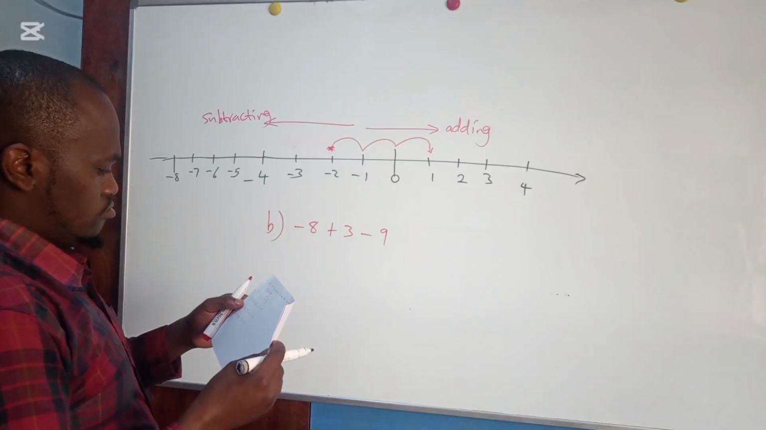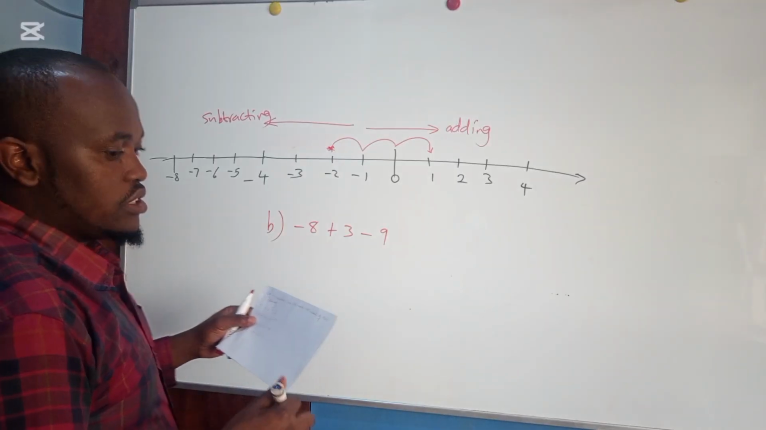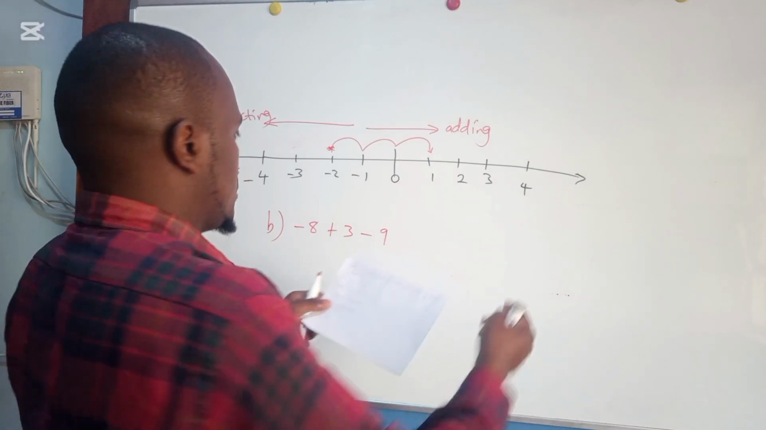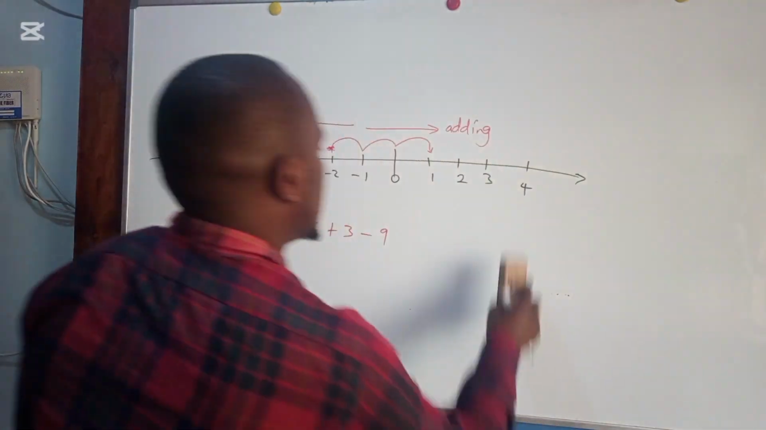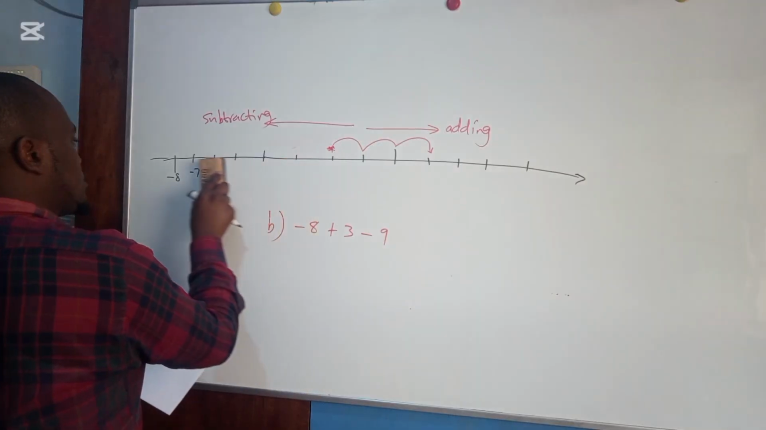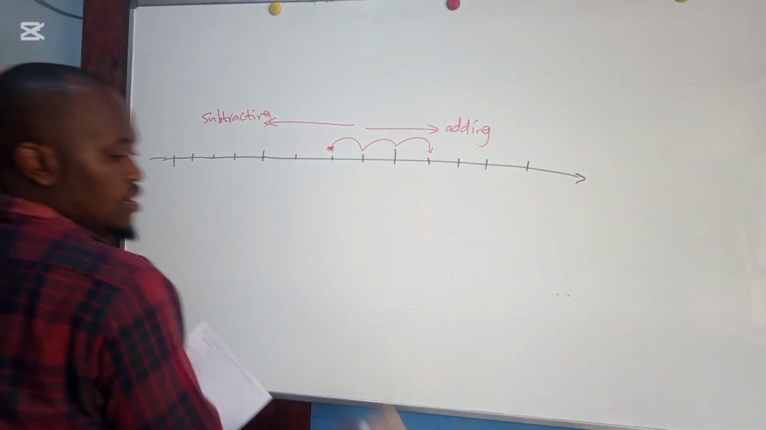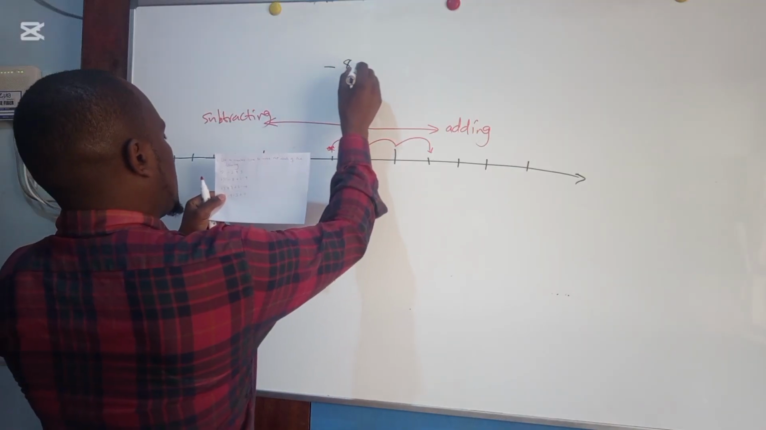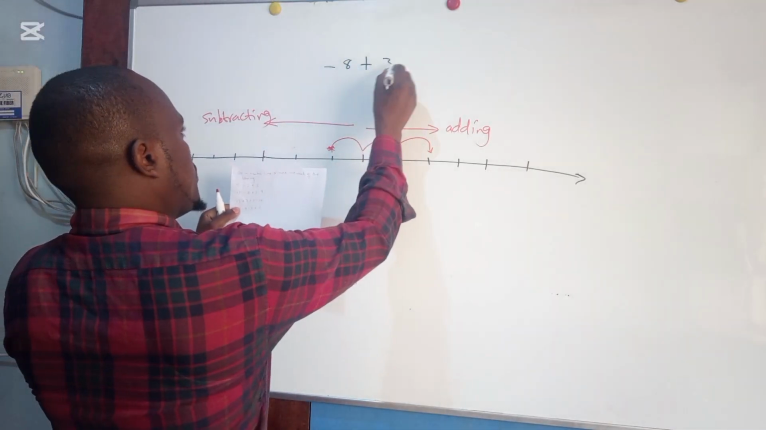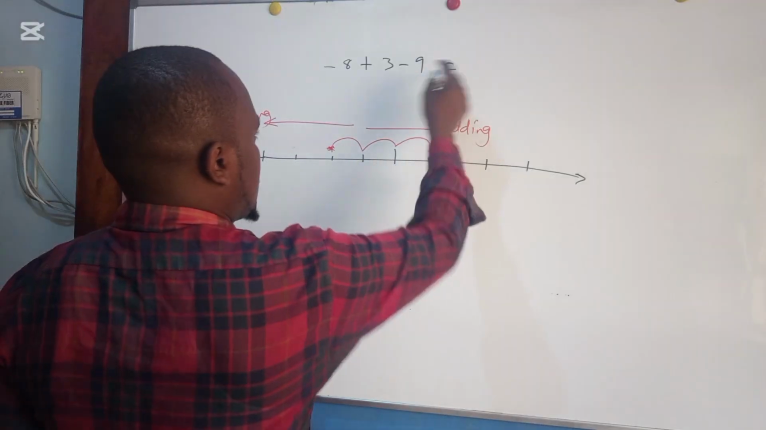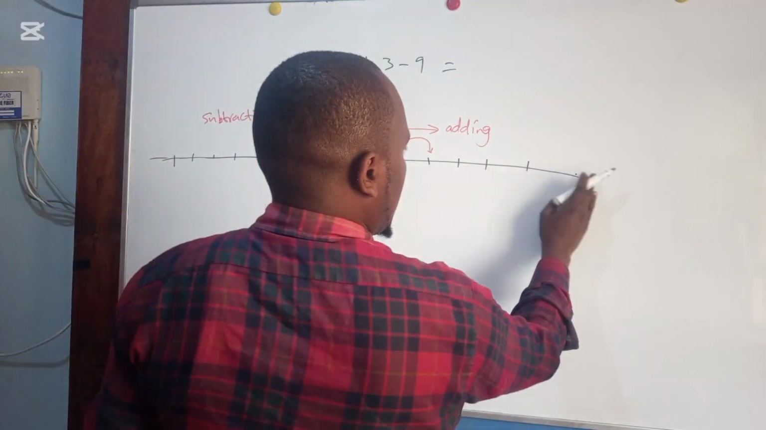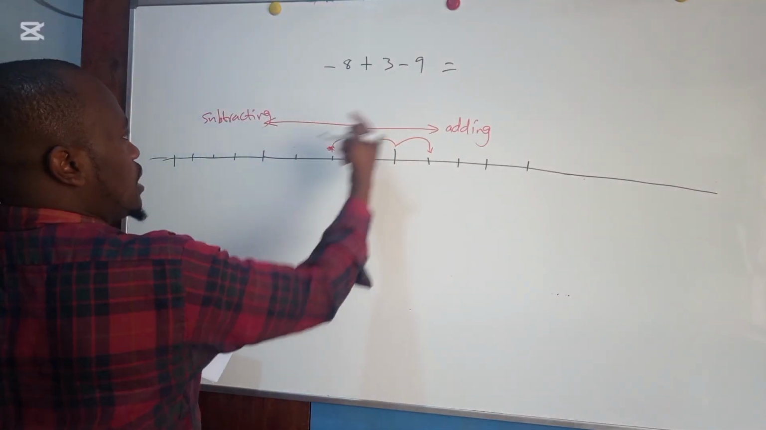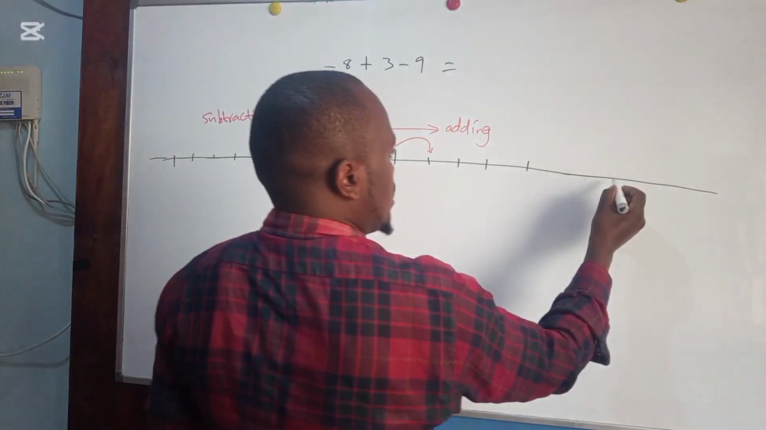Yeah, this number line will not help us because it is going this way. So, let me rewrite it. We have -8 plus 3 minus 9. So the answer here, even without looking at the answer, you know you are going this side so much, especially because of this. So you can start here.